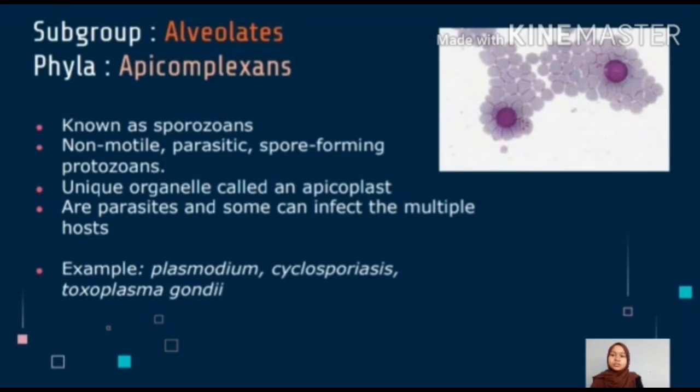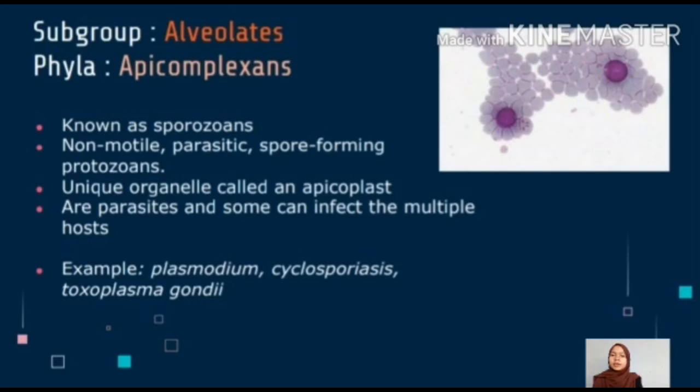Now let's move to the third example of alveolate, which is apicomplexan. Apicomplexan is known as sporozoan. These species are non-motile, spore-forming parasitic protozoans. Apicomplexans have a unique organelle called an apicoplast. The apical complex is used to penetrate the host cell.